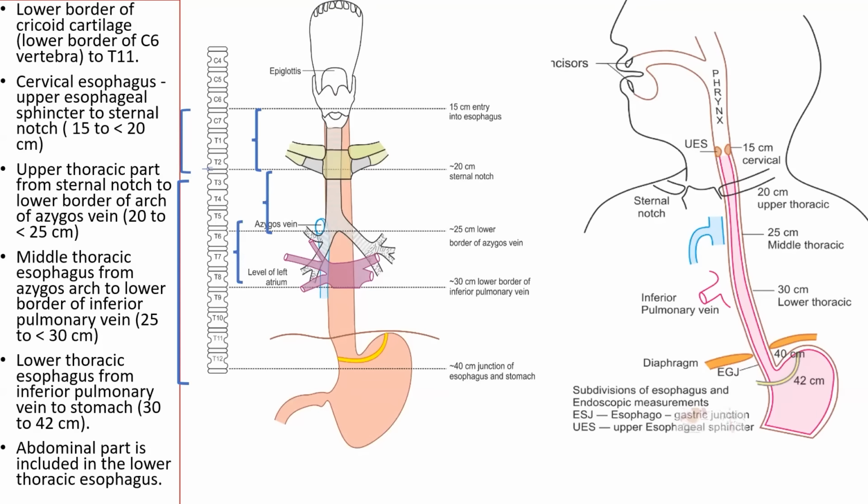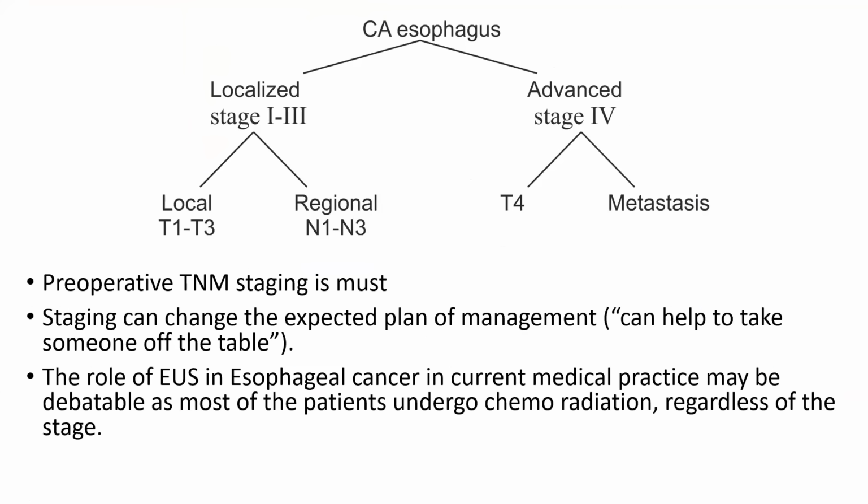Why am I saying all these parts of esophagus? Because it is important to know which part of esophagus we are dealing with when we attempt to decide whether this is a localized cancer or whether this is advanced cancer. Because if it is a local cancer, the management is different and staging can change.